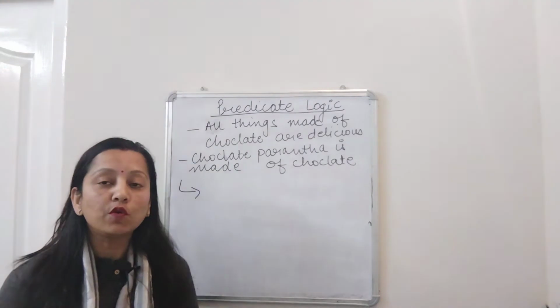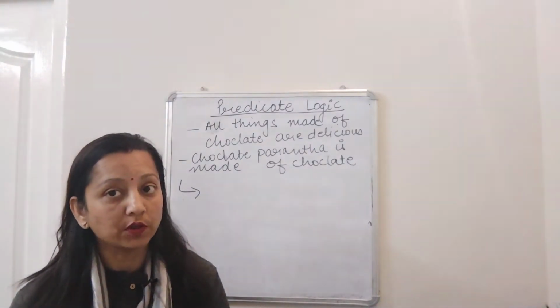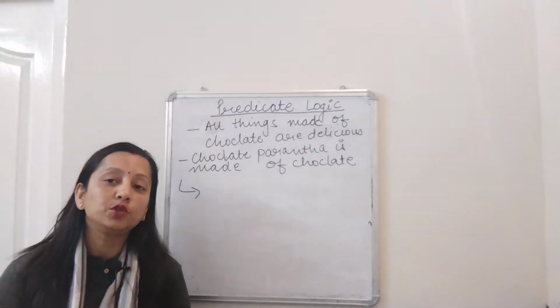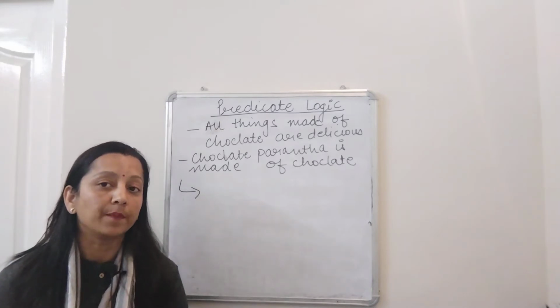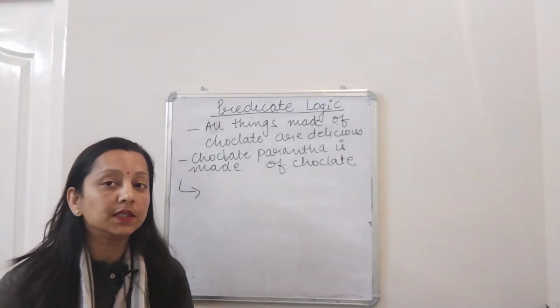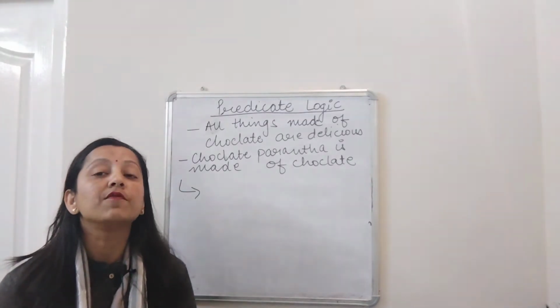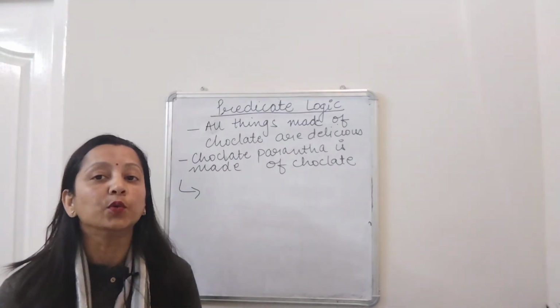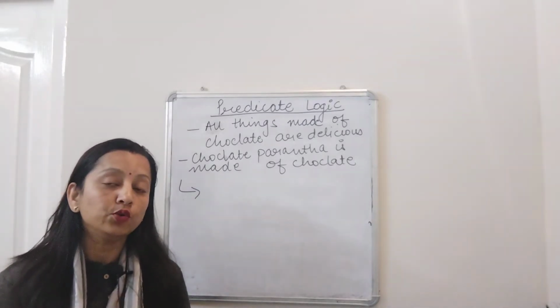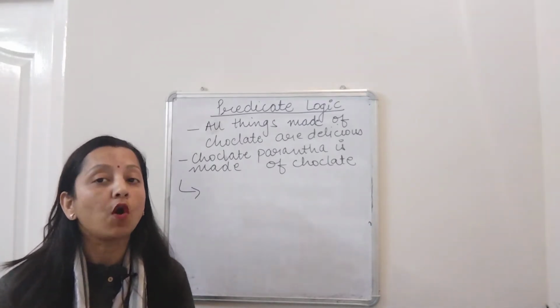Now this may be true for some and this may not be true for some, or in other words, this may be true for some and this may be false for some. So I cannot consider it a proposition, because a proposition has a fixed truth value. Either it will be completely true or it will be completely false.